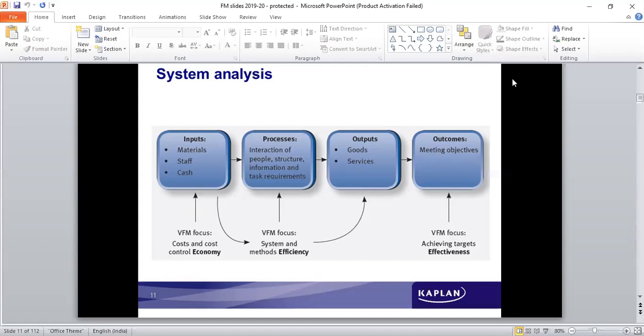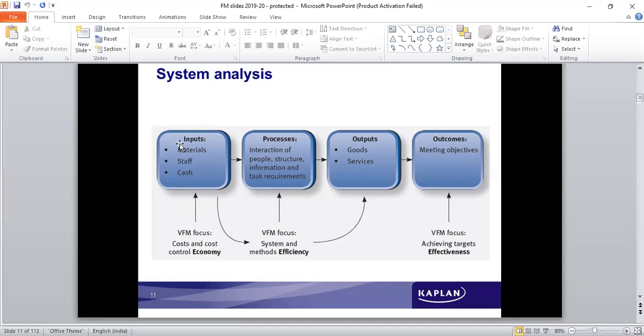So system analysis, what are the inputs, what are the processes, what's the output, and the overall outcome. So value for money, focus on the cost and cost control is economy. Systems and methods is the efficiency. The overall thing is effectiveness, achieving the targets.